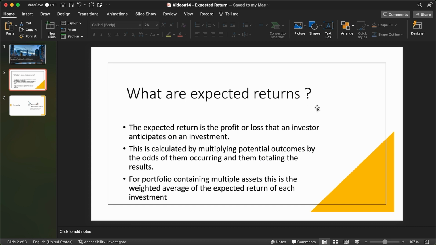So what are expected returns? Expected returns are essentially the profit or loss that an investor anticipates to make on an investment. This is calculated by multiplying the potential outcomes by the probabilities of them occurring. And in a portfolio where you contain multiple investments, multiple assets, the return on the portfolio is just the expected return of each investment, weighted for the amount of money that was invested. And that'll make more sense when we get to our sample problem.